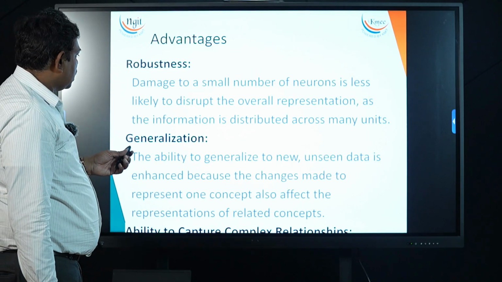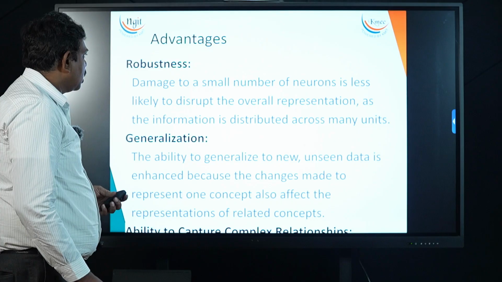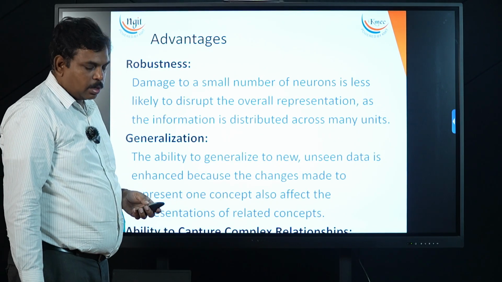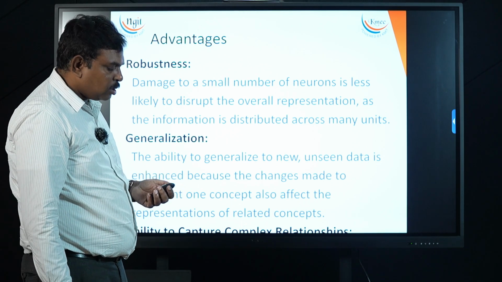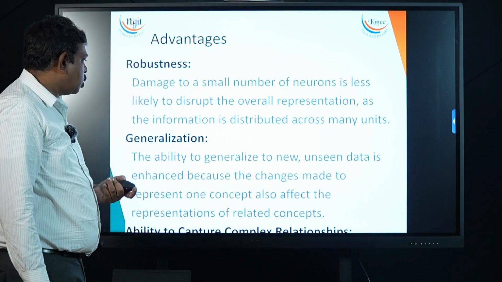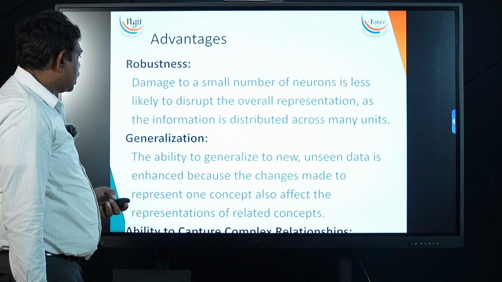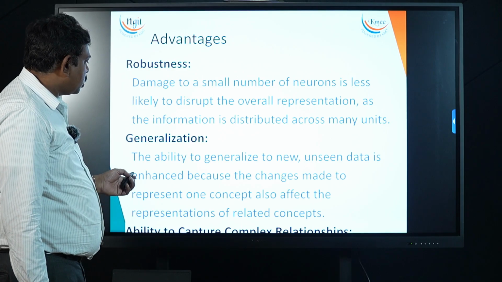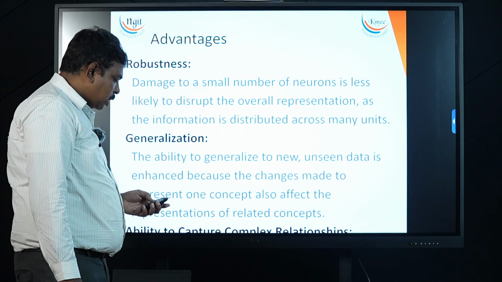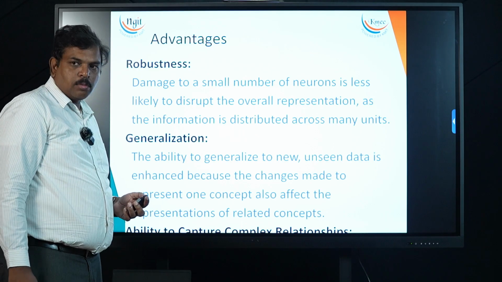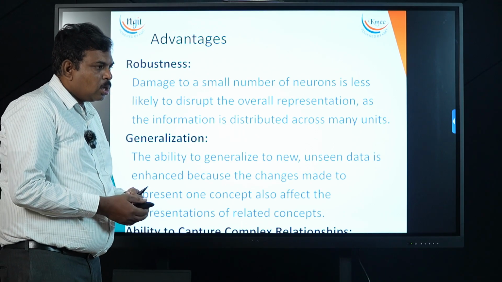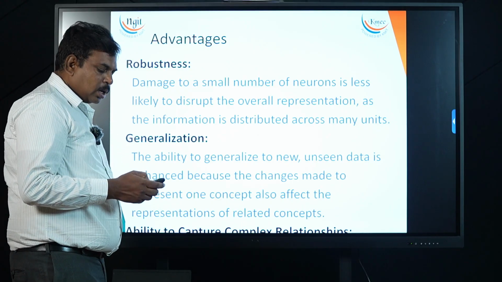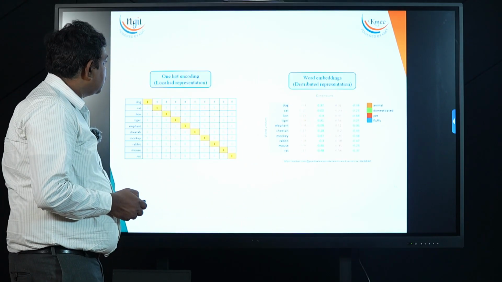Advantage 1, robustness. Damage to a small number of neurons is less likely to disrupt the overall representation. If some neurons are missing, it doesn't affect the overall output of the entire model. Generalization, I already covered this. And the ability to capture complex relationships. Sometimes a normal representation may not show complicated relationships among the features, but they can be represented in distributed representations.